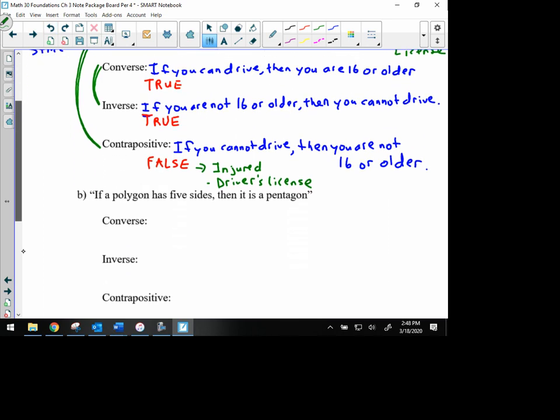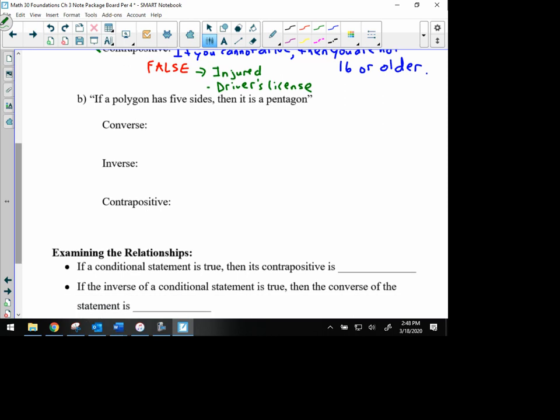Another example here: if a polygon has 5 sides, then it is a pentagon. Again, this is the conditional statement. You have to remember some things about geometry, but there is no other 5-sided thing than a pentagon. So a 5-sided thing will be called a pentagon, and this is true. And if it's true, we don't have to provide a counterexample.